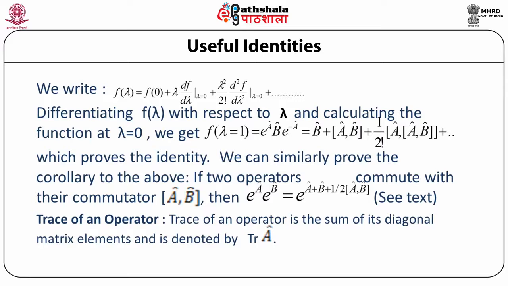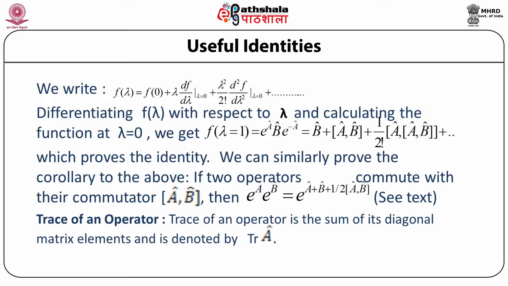Now similarly, we can also prove the corollary for the above relation. That is, if we have two operators A and B which commute with each other and also with their commutator, that is, operators A and B commute with the commutator of A and B, then e to the power A, e to the power B is equal to e to the power A plus B plus 1/2 times the commutator of A with B. The students are advised to work this out and see whether this identity can be proved.